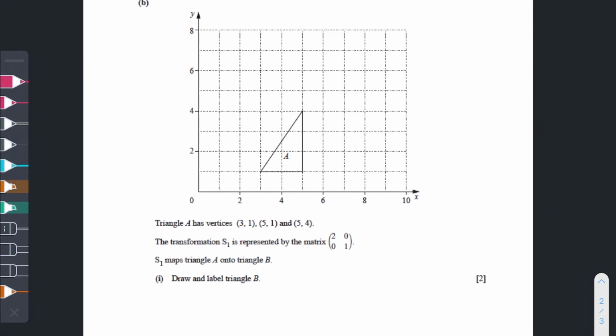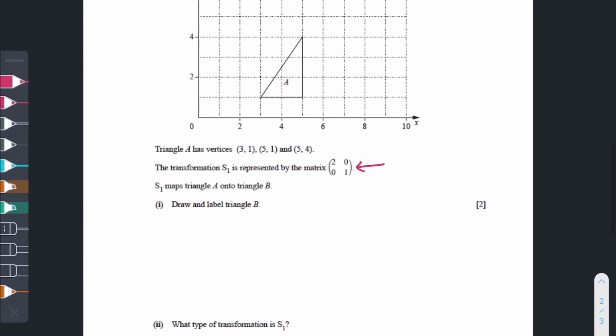vertices 3, 1, 5, 1 and 5, 4. The transformation S1 is represented by the matrix 2, 0, 0, 1 over here. S1 maps triangle A onto triangle B. Draw and label triangle B. All you have to do is multiply this matrix 2, 0, 0, 1 by each corner of triangle A.